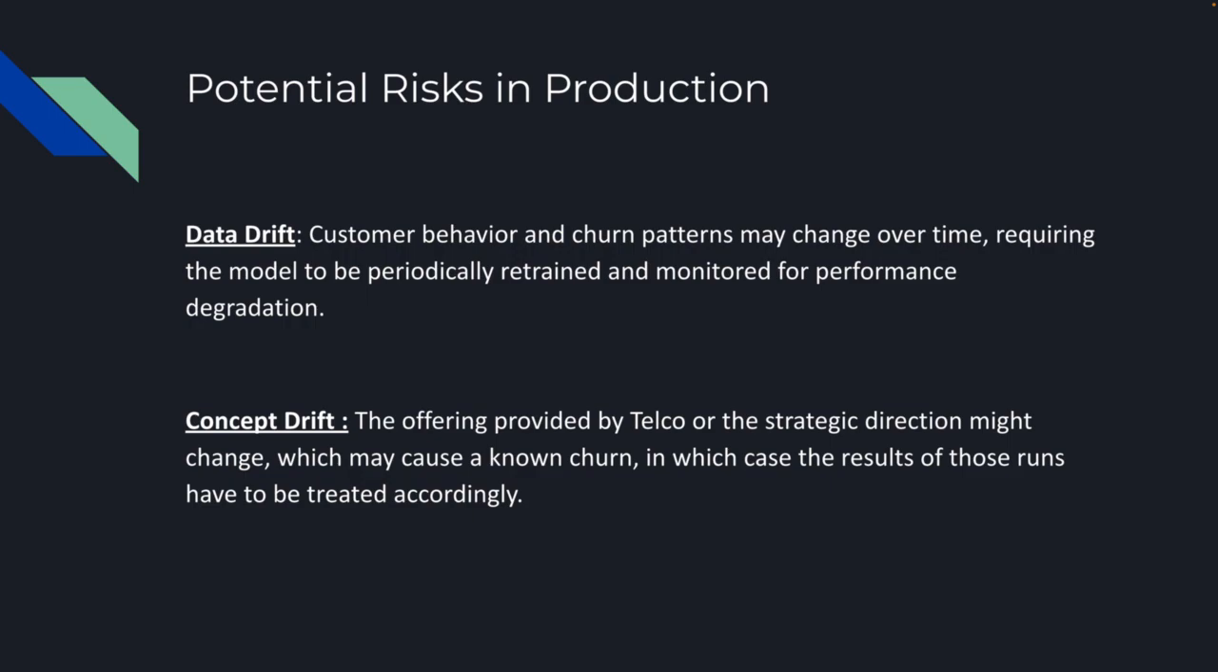The second risk is data drift, because customer behavior will change and the churn patterns will also change over time. The model needs to be periodically retrained and monitored, and the outputs need to be audited from time to time. Once the model is no longer accurate beyond, let's say, 85%, we go back and retrain the model and bring it back to its original performance.